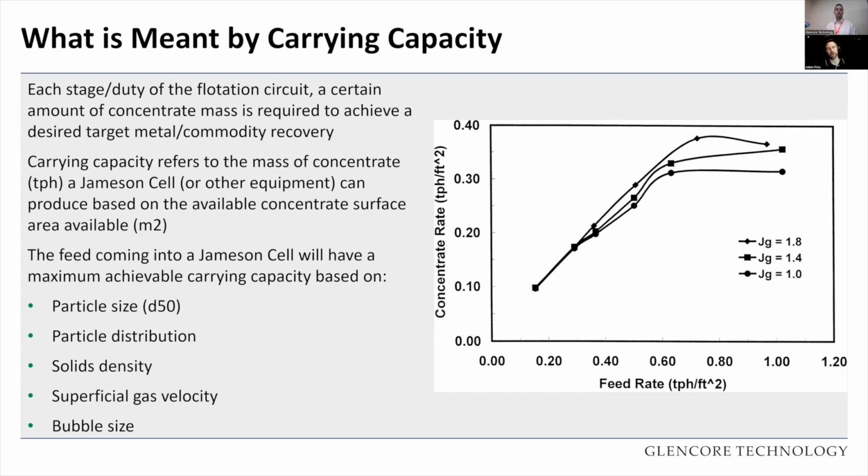But you get to a point where clearly the equipment becomes carrying capacity limited, and then essentially you get a flat line. So any increased feed rate to the cell past this point won't result in virtually any extra concentrate production. It's just pushing feed straight to tail essentially. So this is what we want to avoid, obviously, in the Jameson cell sizings.